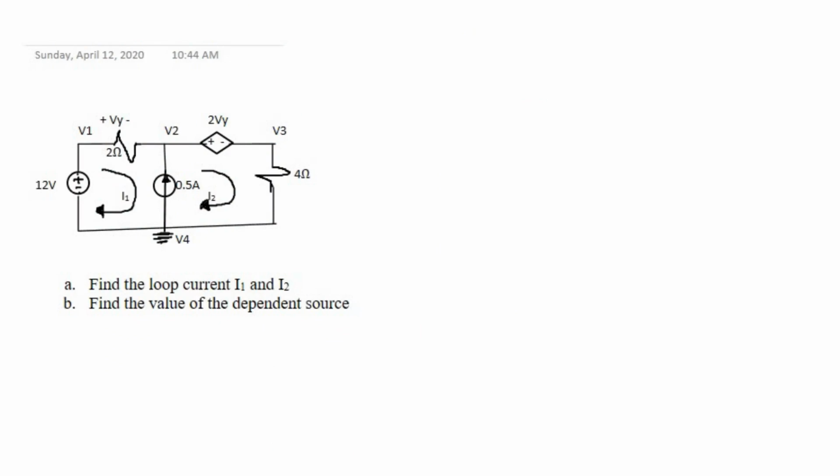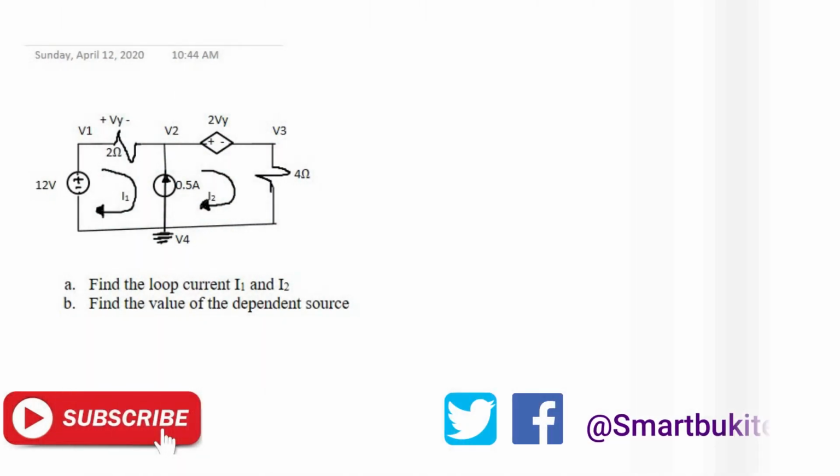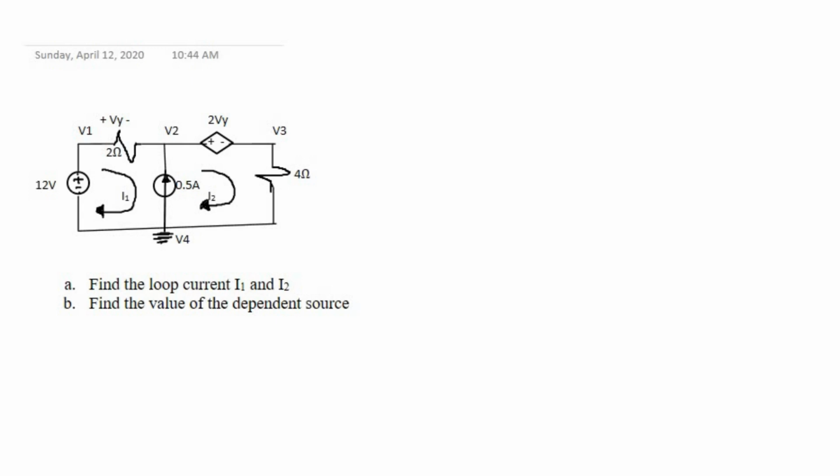Hi guys, welcome to Smart BCAT video tutorial on the course Circuit Theory 1. Today we are having a question on dependent source. So here is the circuit we have been given. We are asked to find the loop currents, I1 and I2, and also find the value of the dependent source. I hope you are having a great day. Let's quickly jump into solving this question.